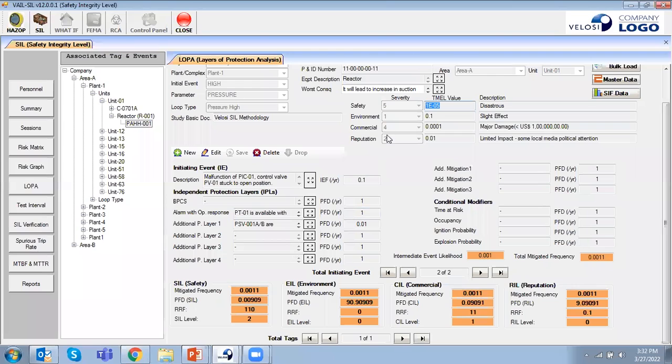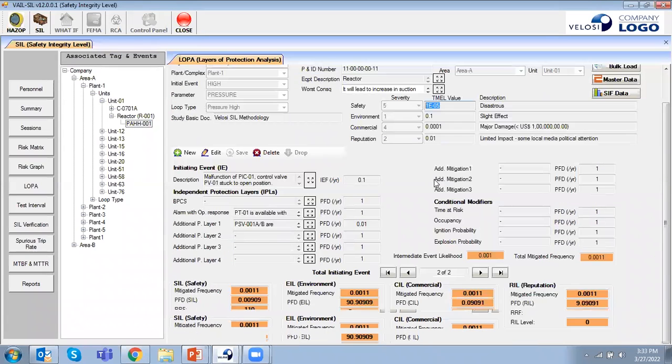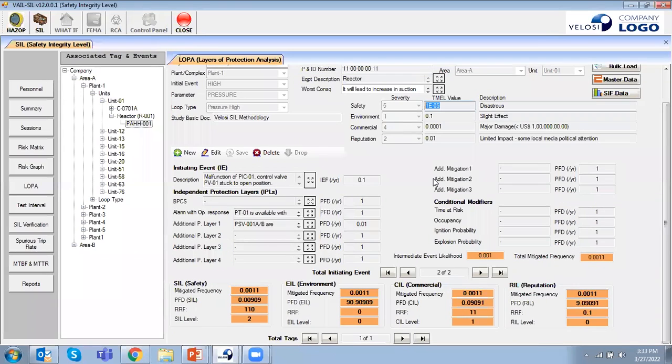Similarly, environmental has a different TMEL value, so the result will be different. Commercial has a different TMEL value, different severity, so the result will be different. Reputation has a different TMEL value, so the result will be different. For safety, the TMEL or the severity was highest, and SIL is 2. Although environmental, commercial and reputation have lower SIL levels, for this whole loop the PHH will have the target SIL 2, because the highest one will be the target SIL.